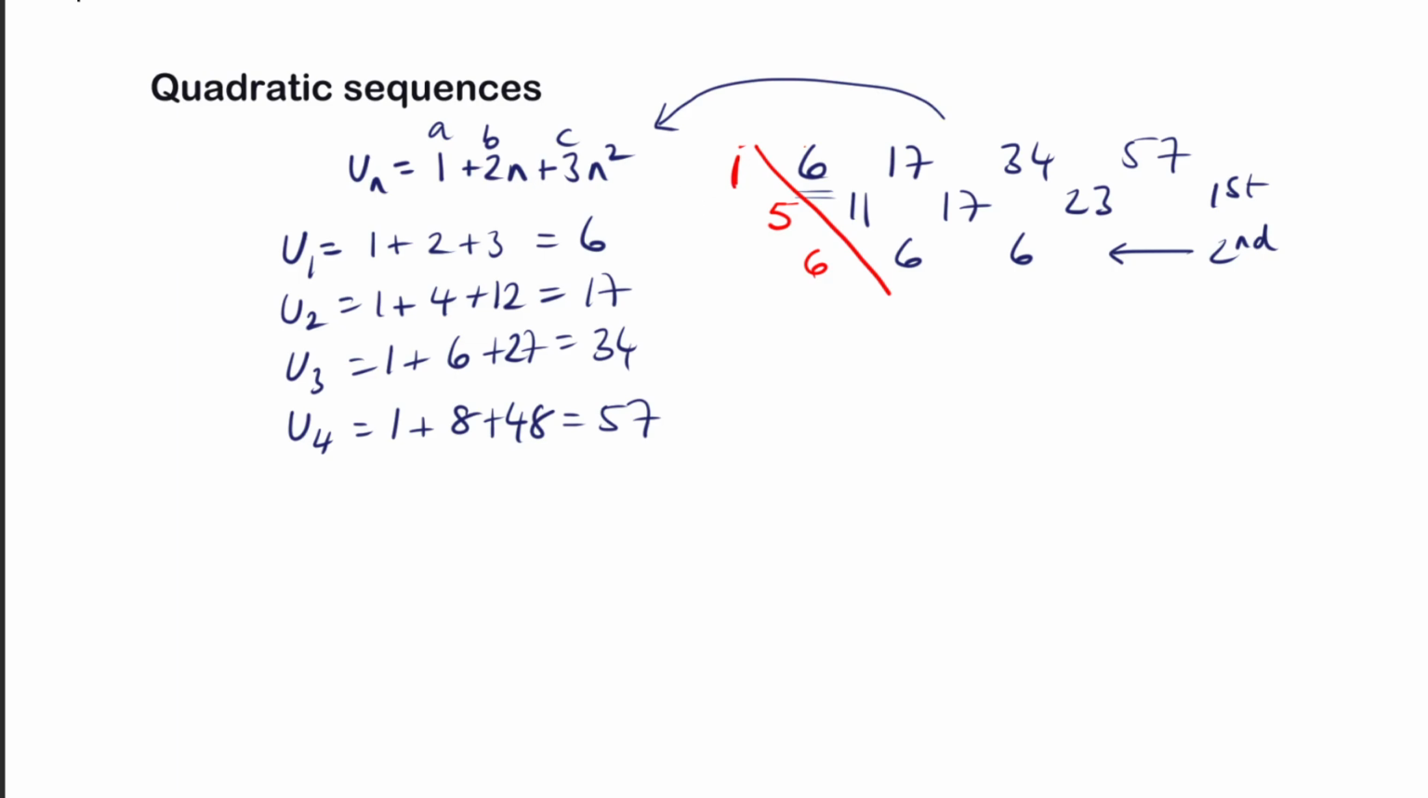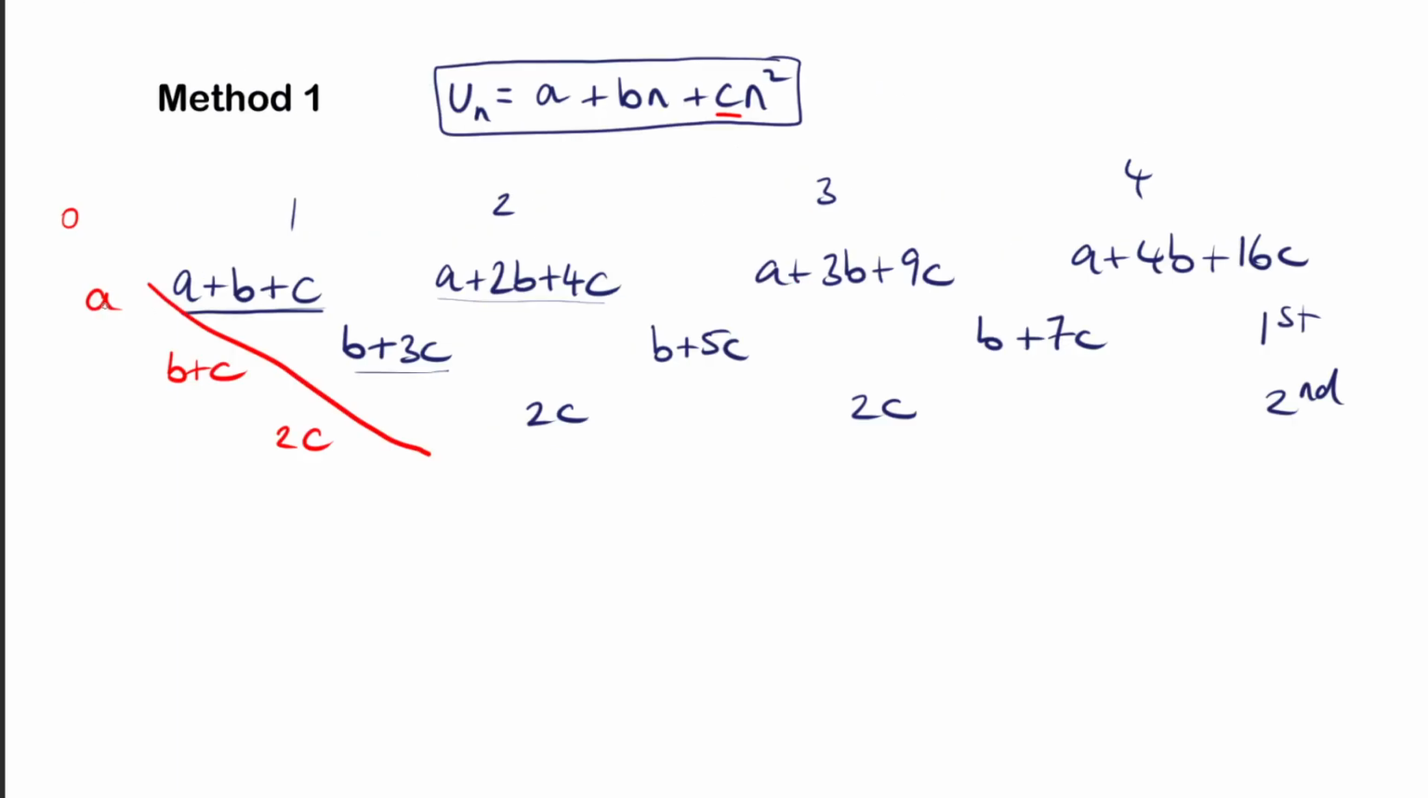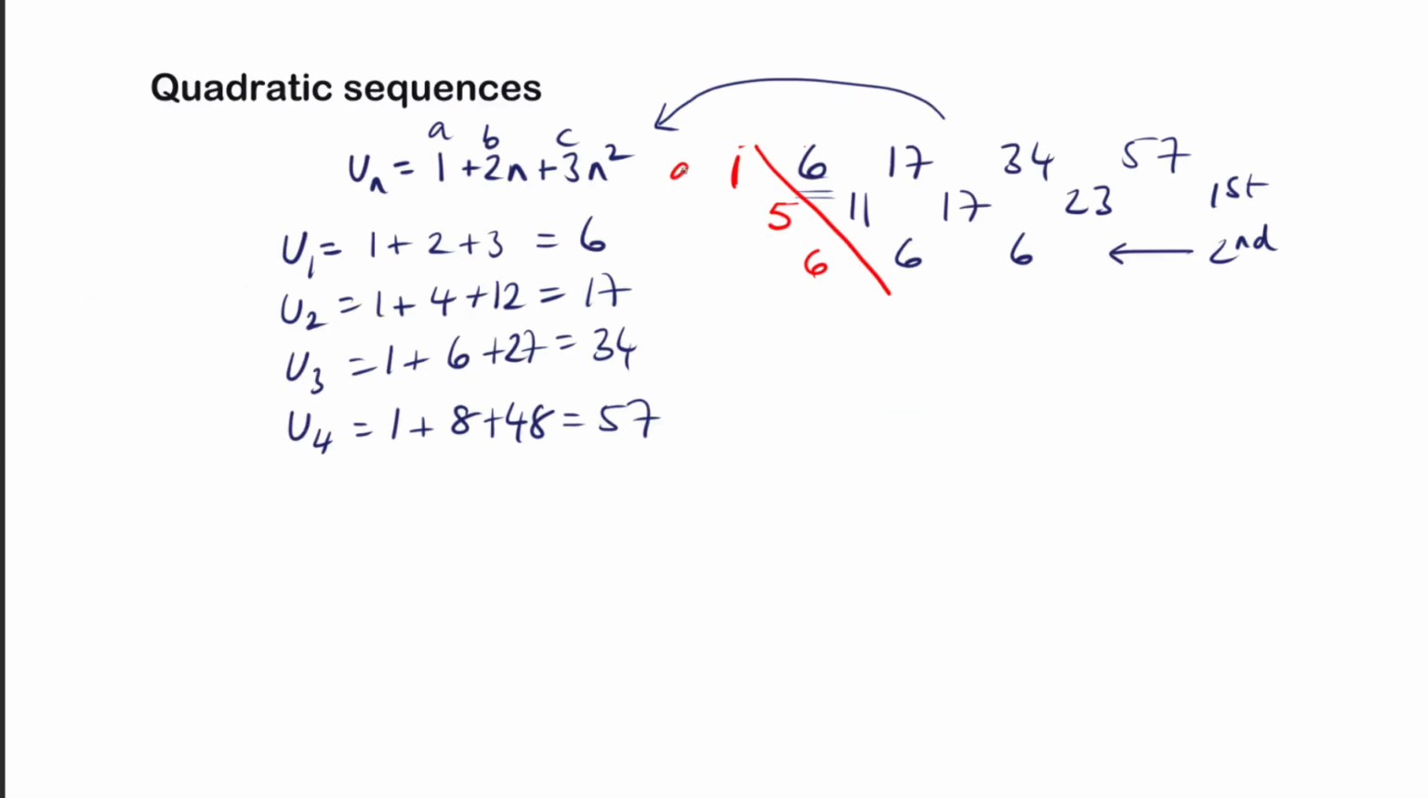So this is A, this is B plus C, and this is 2C. In this variation, A is this one. So we now know that A is 1. This number is B plus C, and the last number is always 2C. We've solved A. We know that 2C is 6, so C is 3. And because B plus C has to be 5, and we now know that C is 3, B has to be 2. So it gives us the numbers that we need for our formula.